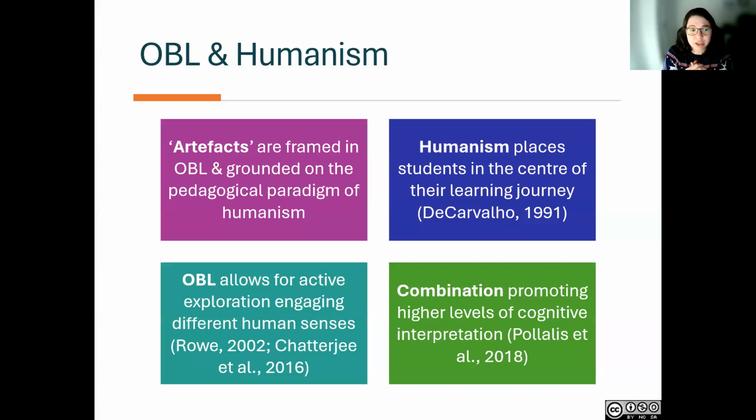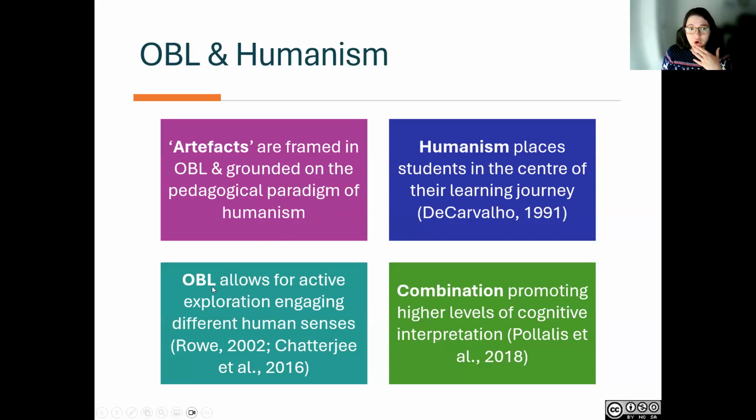behind these 2 cases. So first of all, my artifacts are framed, as I mentioned, in object-based learning, but they're also grounded on the pedagogical paradigm of humanism. And humanism is actually the driving force behind all of this teaching. And I have chosen humanism because it places the students in the center of their learning journey. I'm the facilitator there, and I'm empowering the learners to drive the learning forward and link that with humanistic values.